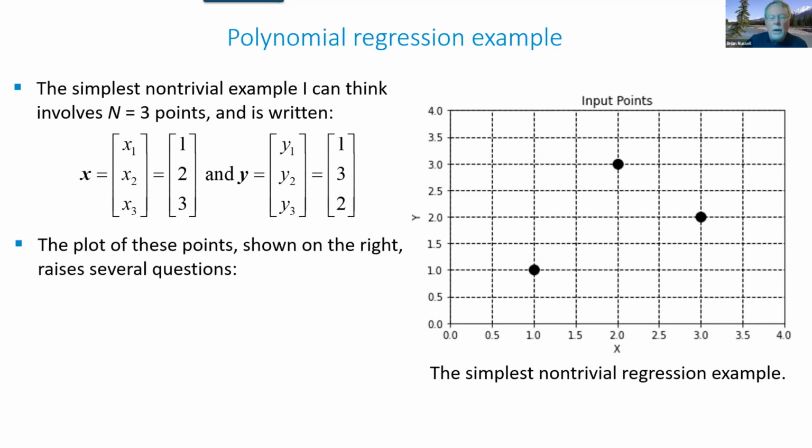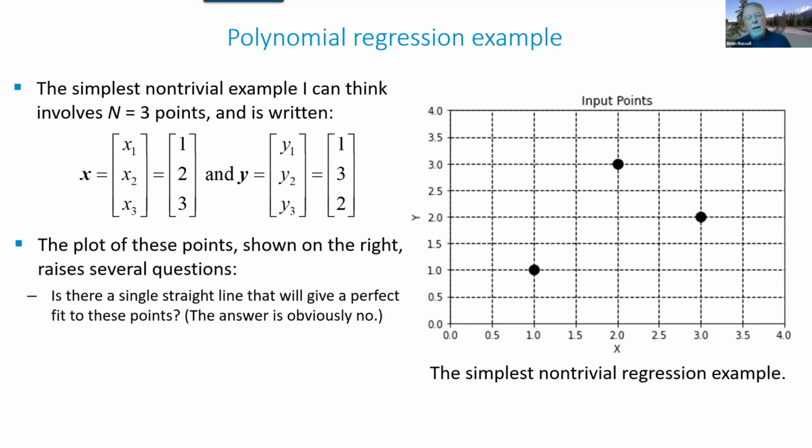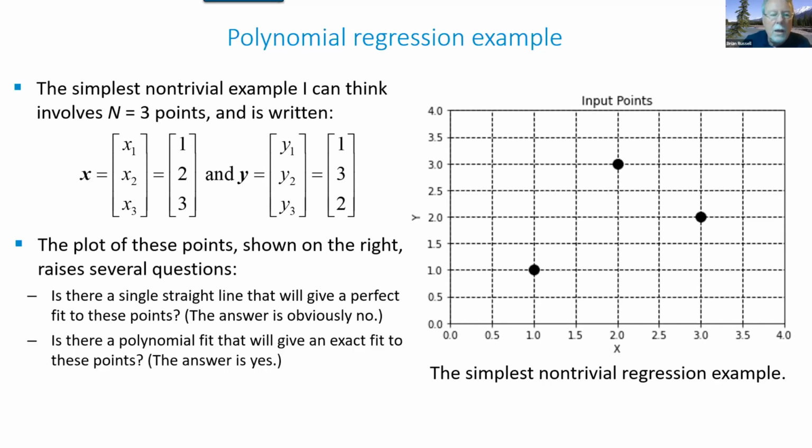So it raises several interesting questions. Is there a single straight line that will give a perfect fit to these points? And I think you all see that the answer is obviously no. If the 3 points were collinear, the answer would be yes. But the fact that they don't line up in a straight line means you can't find a single line to fit them. Is there a polynomial fit that will give an exact fit to these points? And the answer is yes.